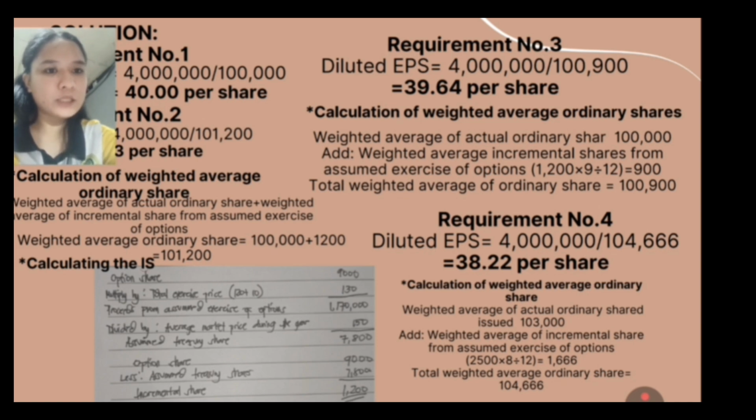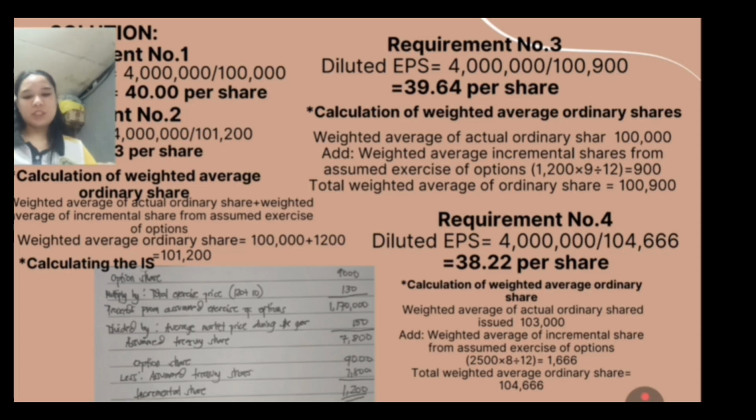So maong naa si Jai total weighted average or ordinary share nga 100,666. And then sa pagkuha dahil nato sa incremental share, gi-calculate na to ang option share nga 9,000 gi-multiplied na to by 130, which is the total exercise price nga gi-add na to ang 120 plus 10 is equals to 130. So mao nang atong total exercise price.